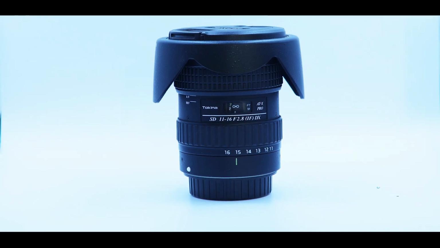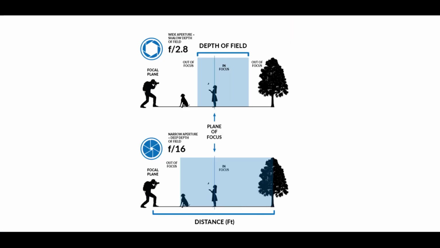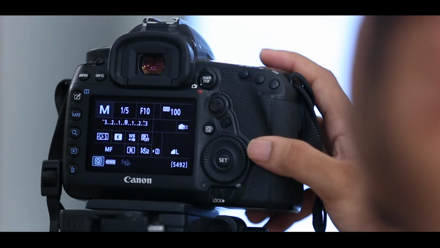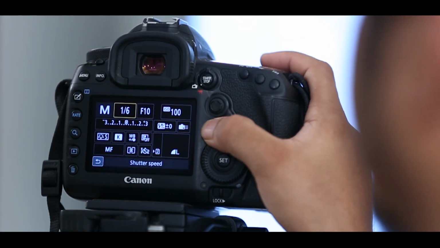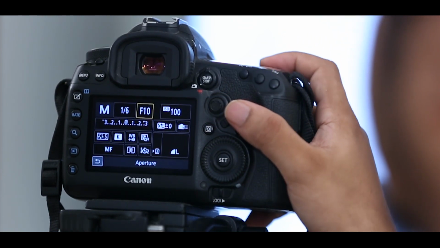F-stop indicates depth of field. Check this chart. Understand the concept of depth of field. I am decreasing the shutter and increasing the aperture for f16. I recommend a tripod for product shoots.